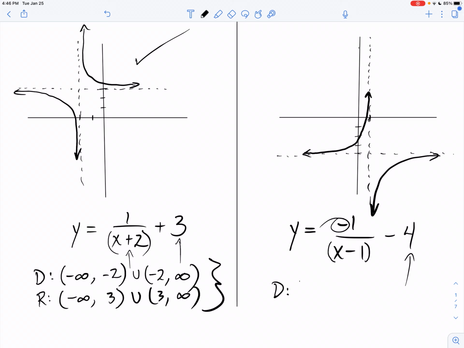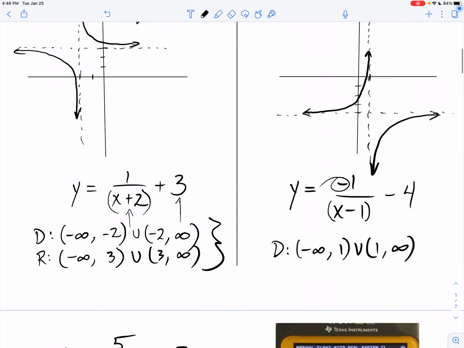Domain. Well, it's still going to go negative forever, and it still has a break in the action at 1. I would have to pick up my pen to continue on to draw the rest of that graph. I'm going to get rid of that little arrow there. It's in my way. And that would be my domain.